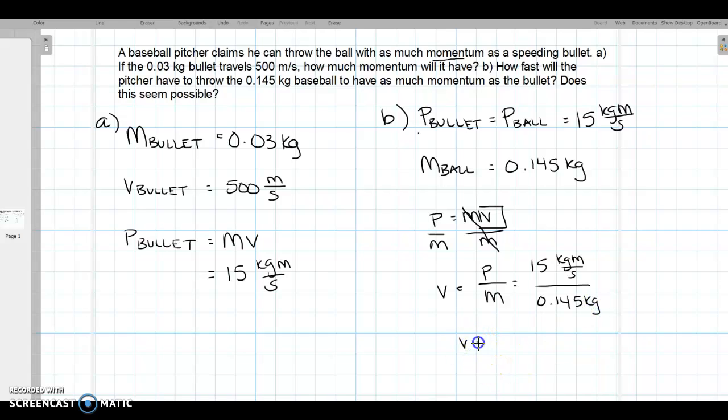So go ahead, try that out. What is the velocity of the ball? All right, you should get that it's 103.45 meters per second. And to put this into perspective that we understand, this is around 220-ish miles per hour. So that's really extreme. So does this seem possible? Not really. All right, because again, pitchers tend to throw at like 100 miles per hour.